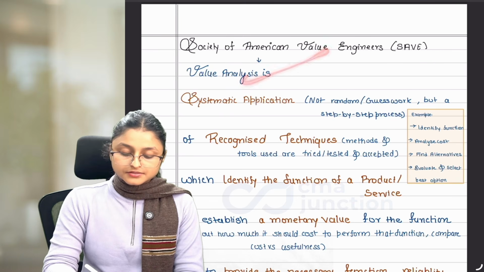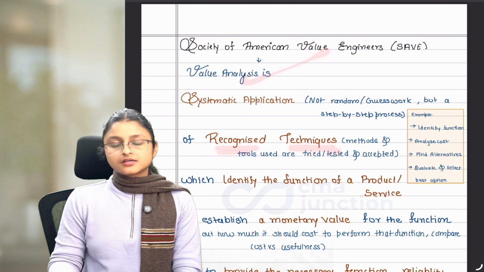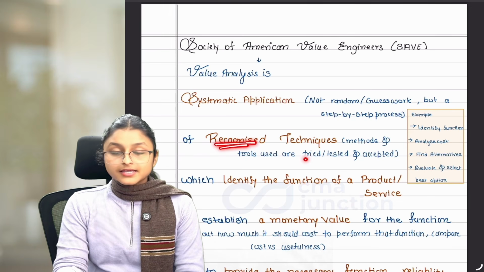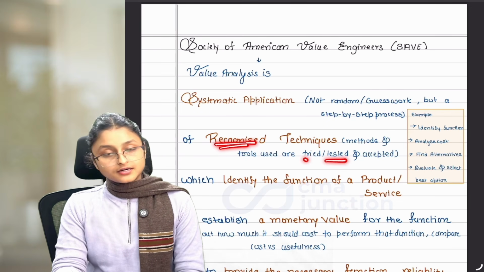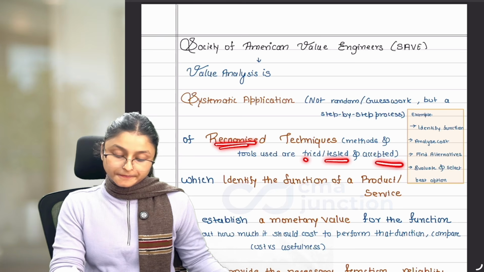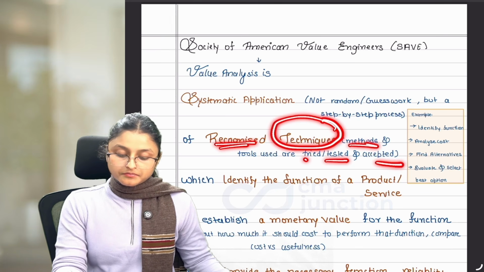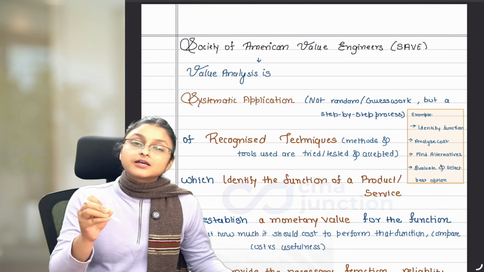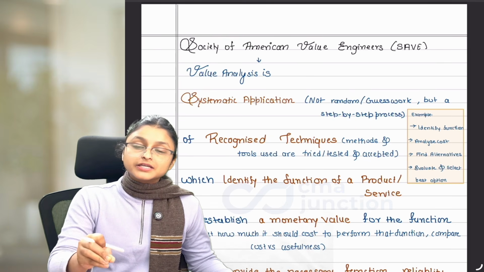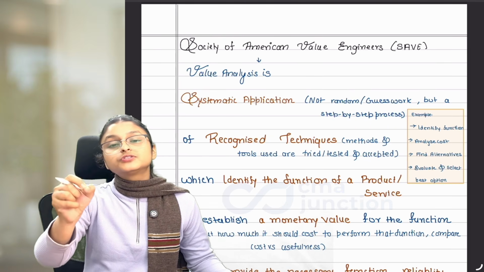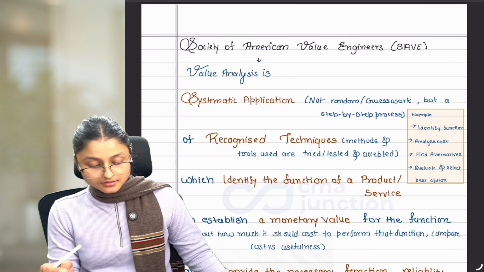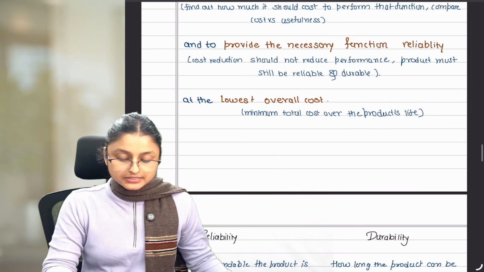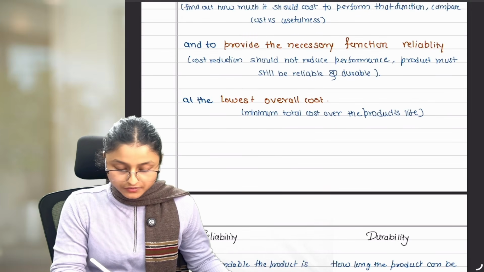For value analysis, we will use some recognized techniques. Now what are recognized techniques? Recognized means the technique is already tried, tested and accepted in the industry. Technique means the methods or tools which we are going to use. So value analysis will follow a systematic application in which it will use some recognized techniques. Now why are we using these recognized techniques? Let's understand here first and then we will see the definition.